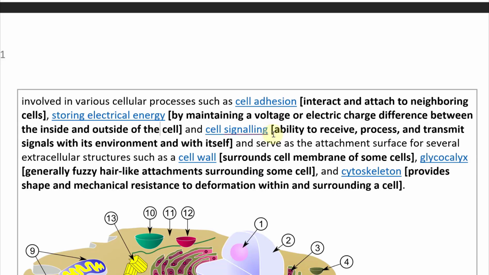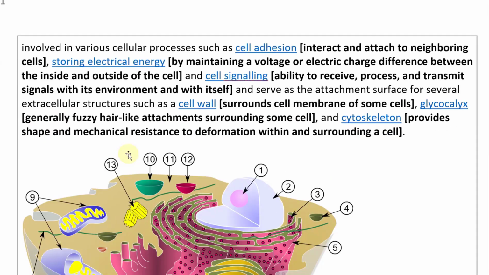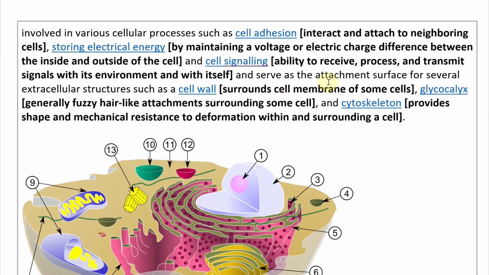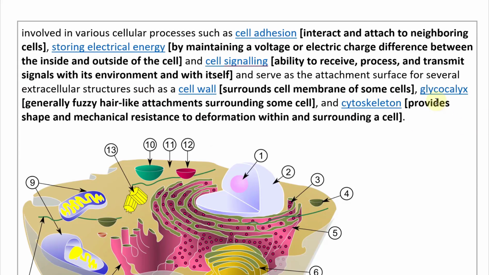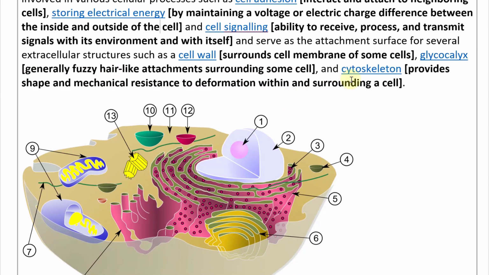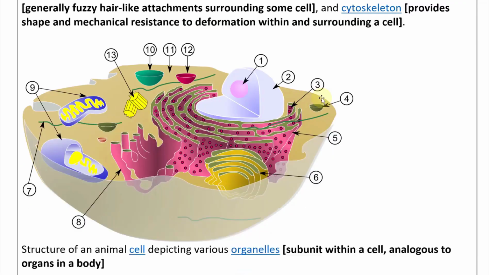And cell signaling, which is the ability to receive, process, and transmit signals with its environment and with itself, and serve as the attachment surface for several extracellular structures, such as a cell wall, which surrounds the cell membrane of some cells. And another extracellular structure is the glycocalyx. I believe it's pronounced glycocalyx or glycocalyx, either or. This one is a generally fuzzy hair-like attachment surrounding some cells, and cytoskeleton, which provides shape and mechanical resistance to deformation within and surrounding a cell.